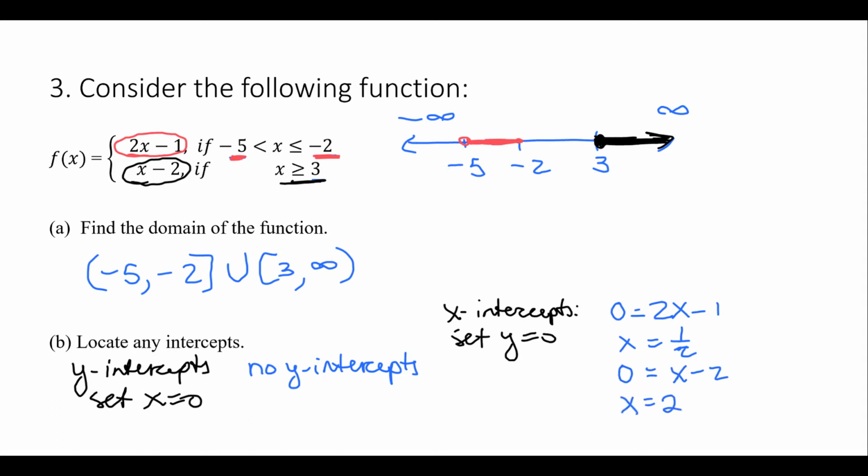So again, we look back to our domain. Is x equals 2 even a possibility in our domain? It's not. Again, if you look over here, this is a missing piece. We don't have a function defined there. So in that case, because none of them work, we also do not have an x-intercept here. So no x-intercepts as well.